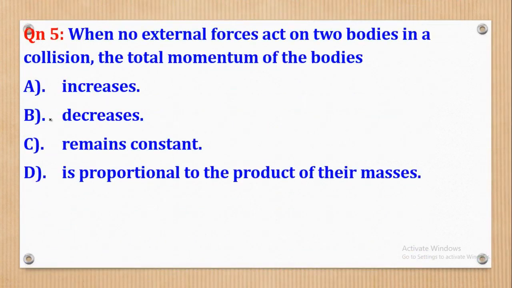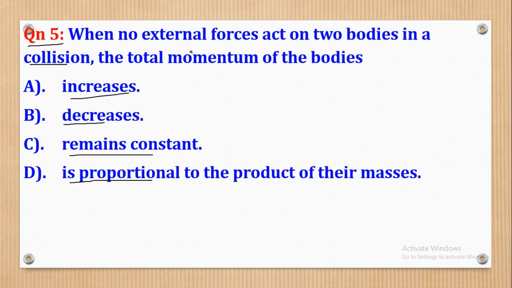Now we shall go to question 5. Question 5 says, when no external forces act on two bodies in a collision, the total momentum of the bodies: option A, increases; option B, decreases; option C, remains the same, remains constant; option D, is proportional to the product of their masses.